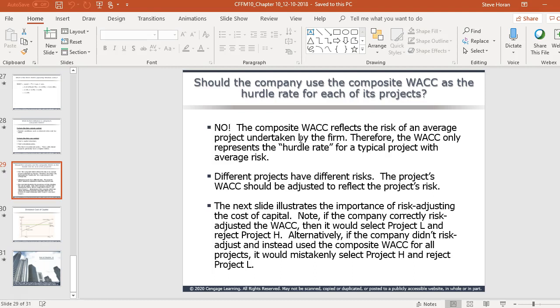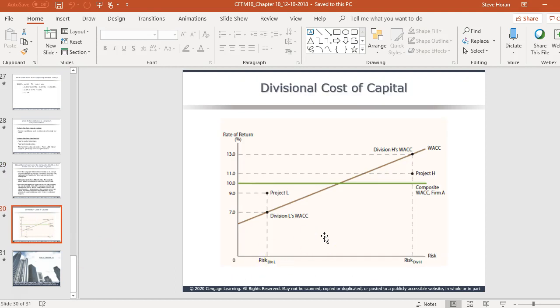So it's really important that we risk adjust. We start out with 11.6, and we either say, this project's riskier, I need a greater return, or this project's pretty safe, I'm okay with a return less than that. The next slide talks about that. It says here, if the company correctly risk adjusted the WACC, it would select project L and reject H. If it didn't risk adjust the WACC, then it would be the other way around. So basically it's just a matter of knowing what your WACC is and knowing what the risk on a project is and just making the right decisions.